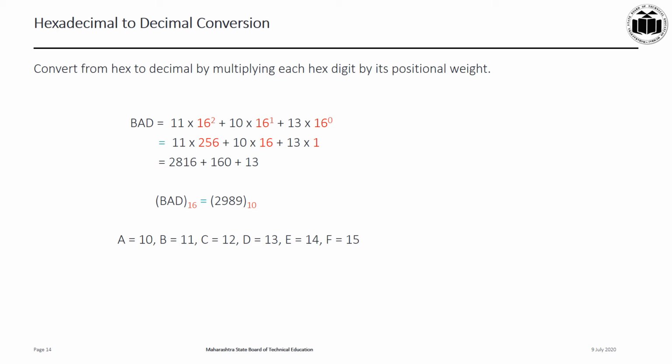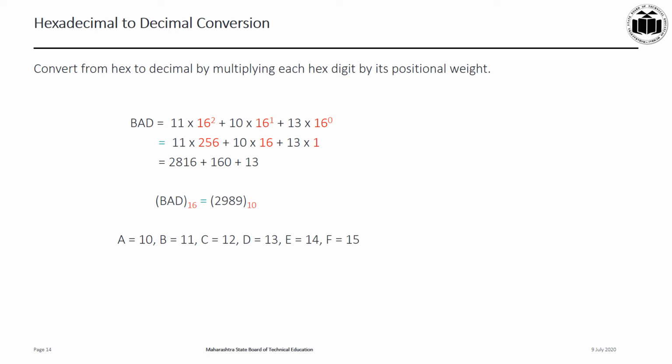Hexadecimal to decimal conversion. For hexadecimal to decimal conversion also, we need to multiply each hexadecimal digit by its positional weight. But remember students, the hexadecimal number system consists of 16 symbols, which are 0 to 9 and the alphabets A to F, where A represents the decimal number 10, B represents the decimal number 11, and so on. F represents the decimal number 15. So the example shown over here is the hexadecimal number BAD.